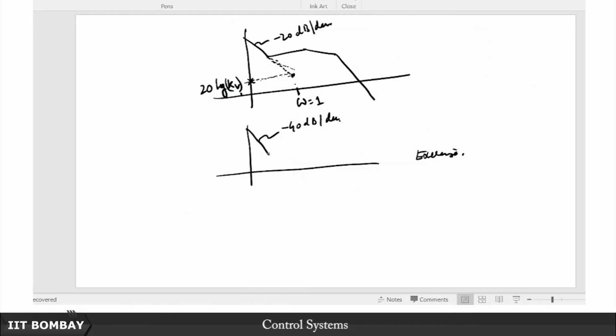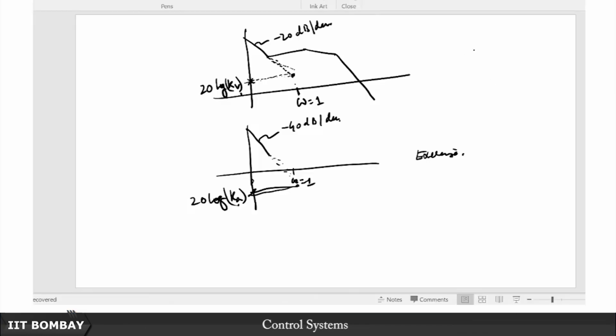So the point is that if you want to now evaluate Ka, then what you do is, let us say you have omega equal to 1 here, so you extend this line all the way down to here, and whatever is your reading here, this is going to be your 20 log of Ka. That is it, that is just it.